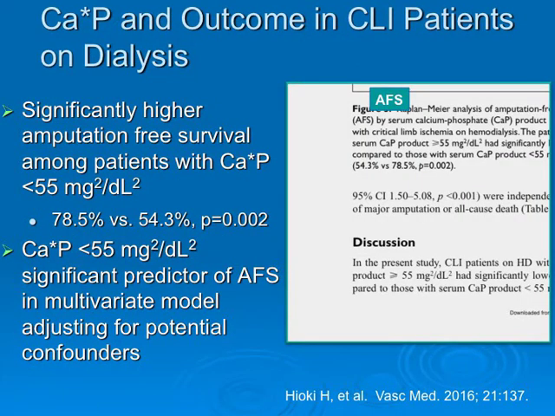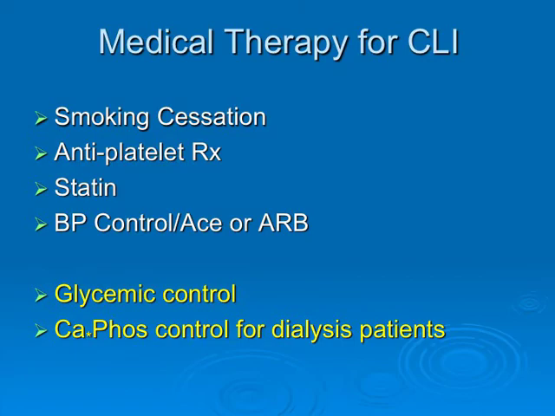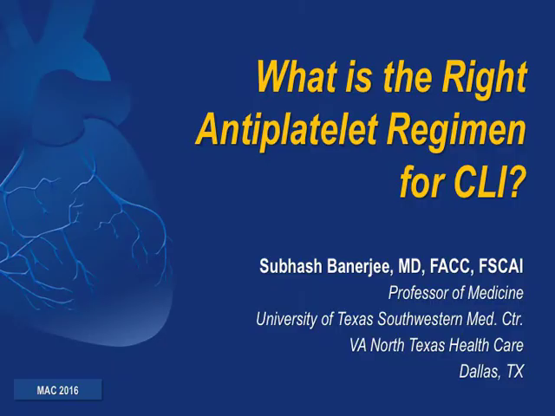And what they found in this study is there was a significantly higher amputation-free survival among those with a lower calcium phosphate product. And it was also a predictor for amputation-free survival after adjusting for multiple other confounders. So again, perhaps a future target for medical therapy, better dialysis. So with that, I'll conclude.